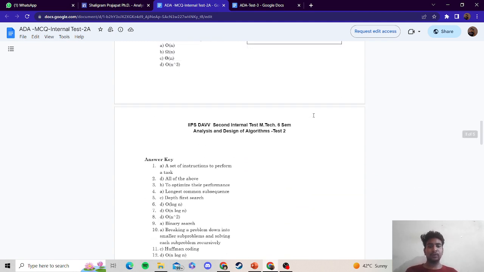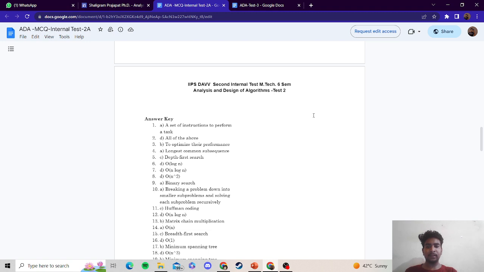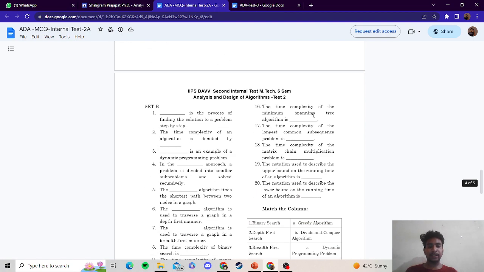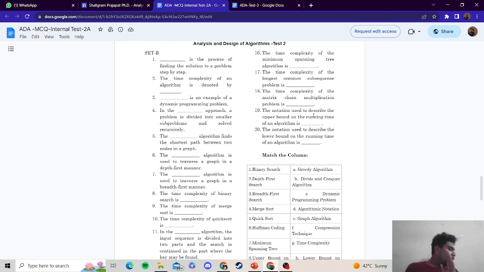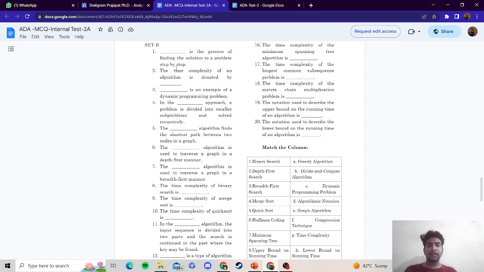Now coming to the second part of our question paper of the test, internal to set B. The first question is the fill in the blanks and match the column. The first question says, what is the dash is the process of finding the solution to a problem stage by stage. So basically, iteration is the process to find the solution to a problem step by step.